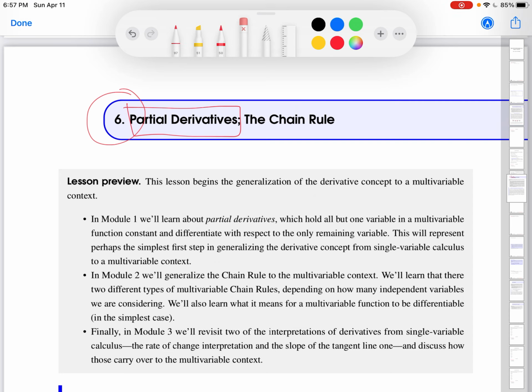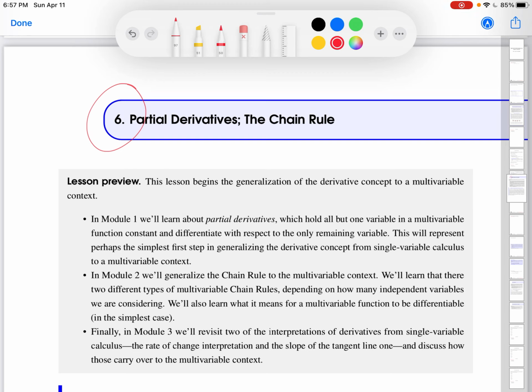There is a lot to cover in this lesson because we are 6 lessons into the course, and this is really when we start getting into the meat of the course. This is a multivariable calculus course, and thus far in the course we've actually done very little calculus. We've only recently started doing it.